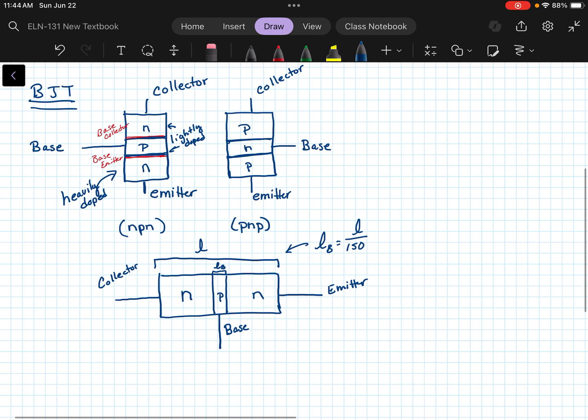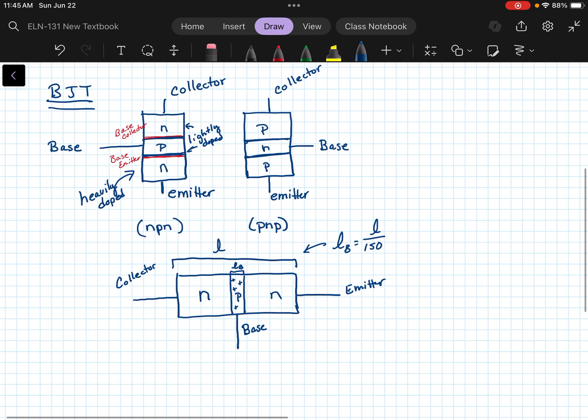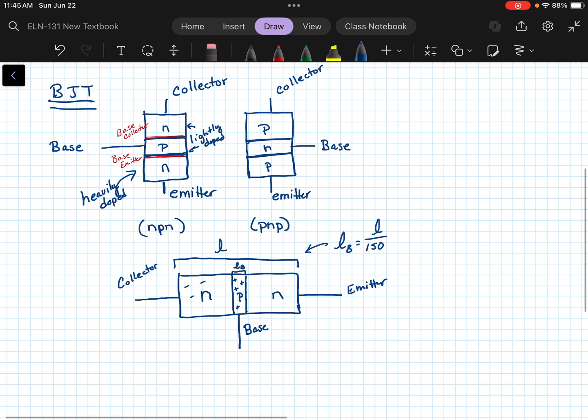So while this is a P-type material and it's doped with fewer electrons, making it a more positive material, it's very, very thin as well. And then the collector, of course, is doped with pentavalent atoms to make it a little more negative, but it's moderately or lightly doped, whereas the emitter has lots more electrons, because this side is more heavily doped.